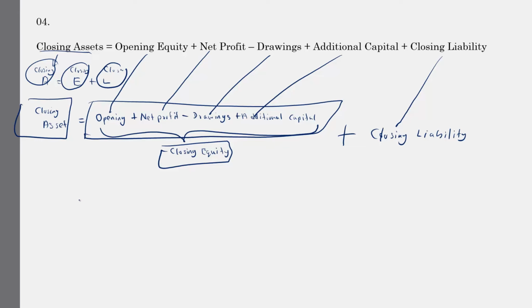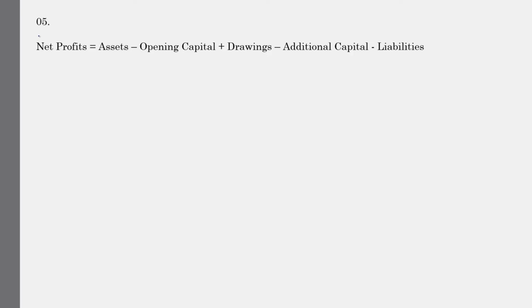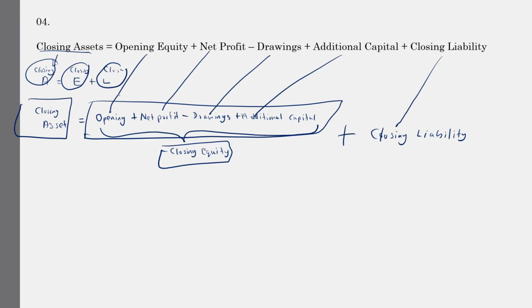Rather than remembering the formula, it is very important for you to understand how they have created this equation. Now we will learn this equation: net profit is equal to assets minus opening capital plus drawings minus additional capital minus liability. In order to explain this formula, I am going to use the previous formula that we have learned. Now I want to find this net profit. So I am keeping net profit on one side and taking everything to the other side.